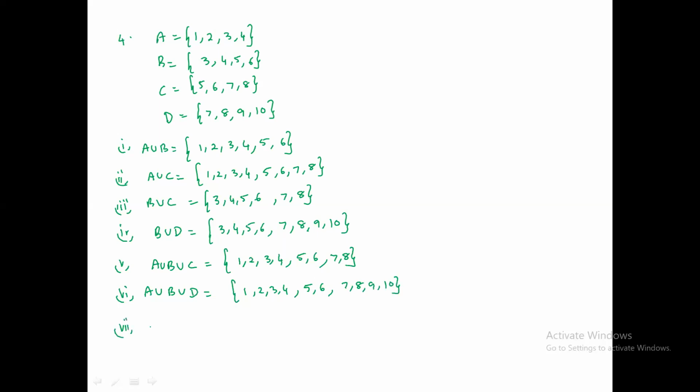Next, seventh one, B union C union D. Write the elements of B, 3, 4, 5, 6. Elements of C, don't write 5, 6, just 7, 8. Elements of D, don't write 7, 8, just write 9, 10. So in this way, we have completed question number 4.